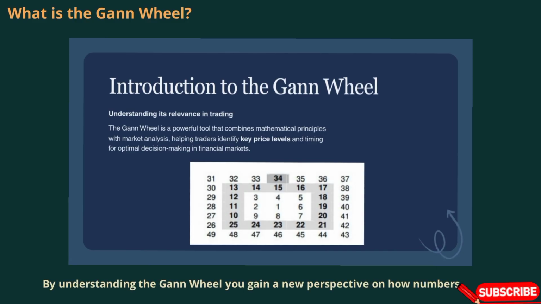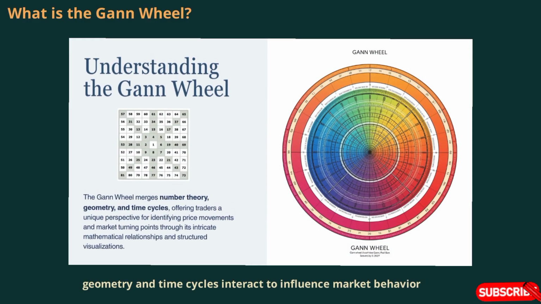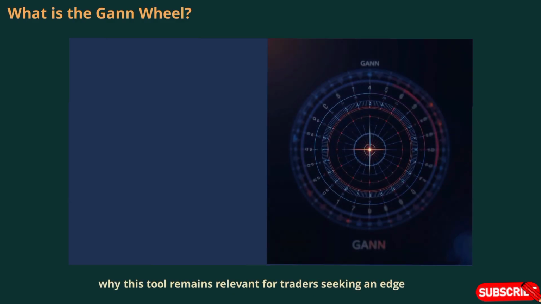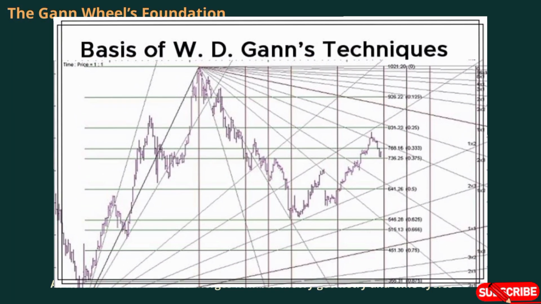By understanding the Gann wheel, you gain a new perspective on how numbers, geometry, and time cycles interact to influence market behavior. Let's begin our journey by uncovering the basics and why this tool remains relevant for traders seeking an edge. At its core, the Gann wheel merges number theory, geometry, and time cycles.